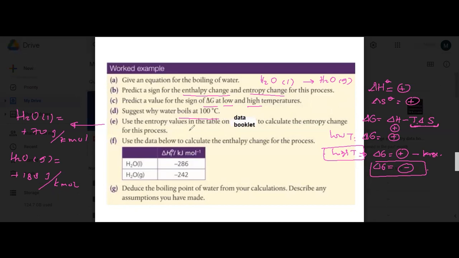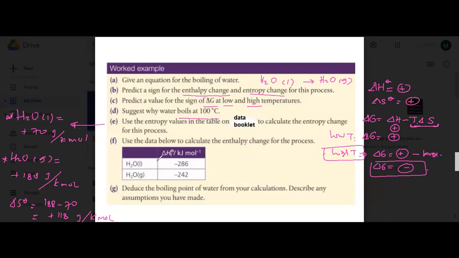Okay, E. Use the entropy value to calculate the entropy change for this process. I already gave you this. So delta S is product minus reactant, which is 188 minus 70, which is 118. The entropy increases, has a positive value.